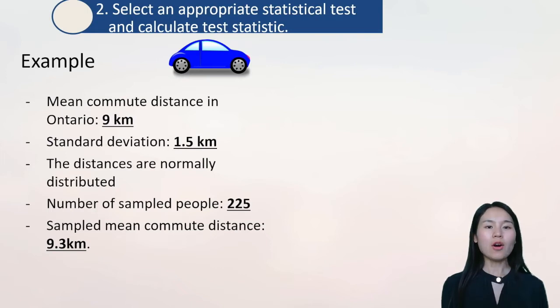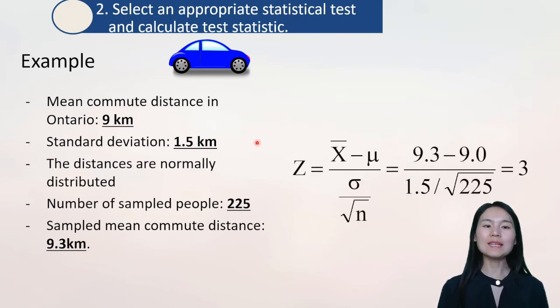So with all the parameters in the question, we can put them into this equation. z equals the sample mean, which is 9.3, minus the population mean, which is 9, divided by the population standard deviation, 1.5 kilometers, divided by the square root of the sample size, which is 225. So we get a z-score of 3.